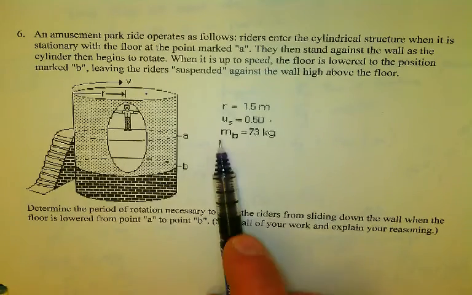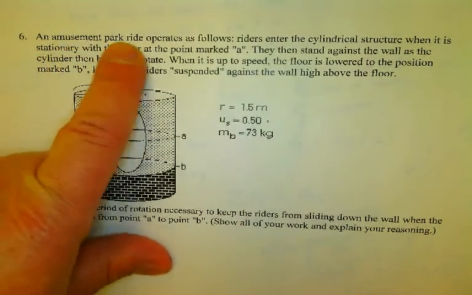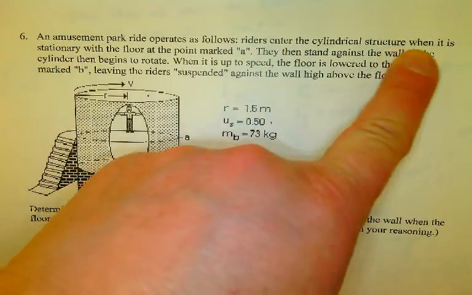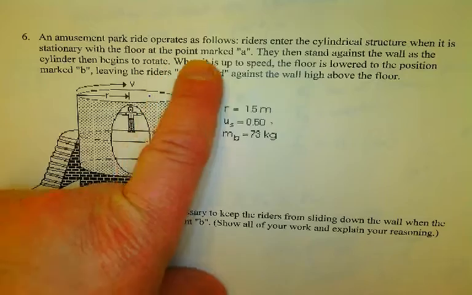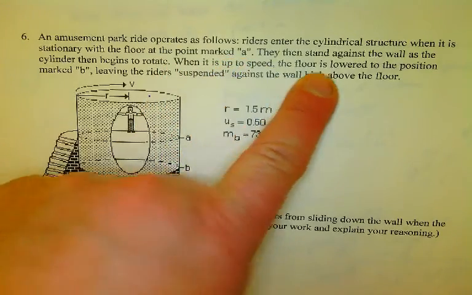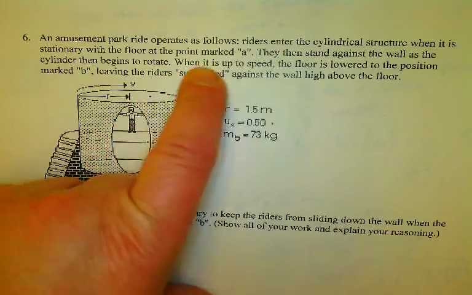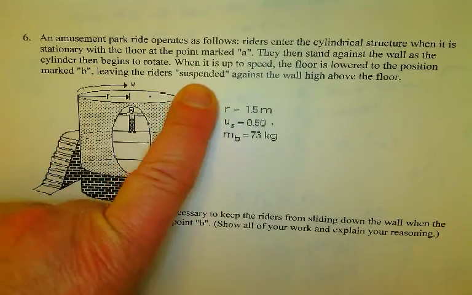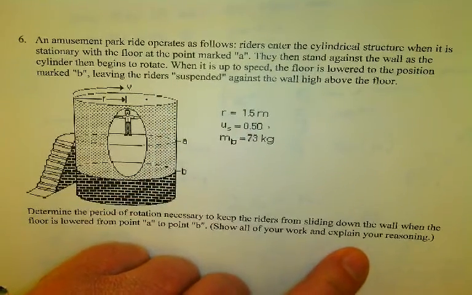And notice this little devil right here is involved, friction. So this is going to be a technical one. It says an amusement park ride operates as follows. The rider enters the circular structure and is stationary with the floor at point marked A. Then they stand against the wall as the cylinder begins to rotate. When it's up to speed, the floor is lowered to the position marked B, leaving the rider suspended against the wall high above the floor. So the floor drops out.